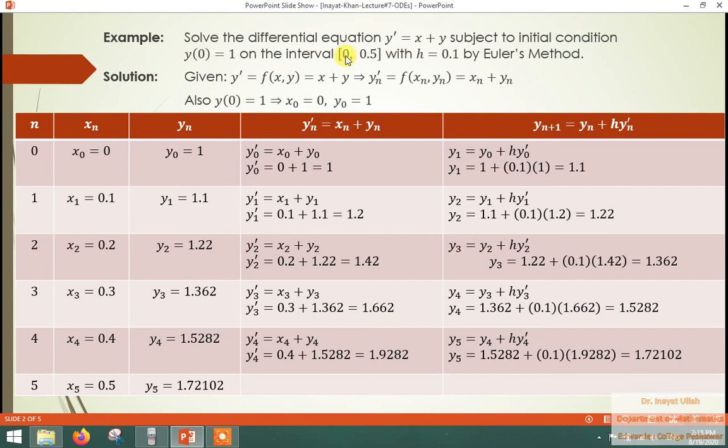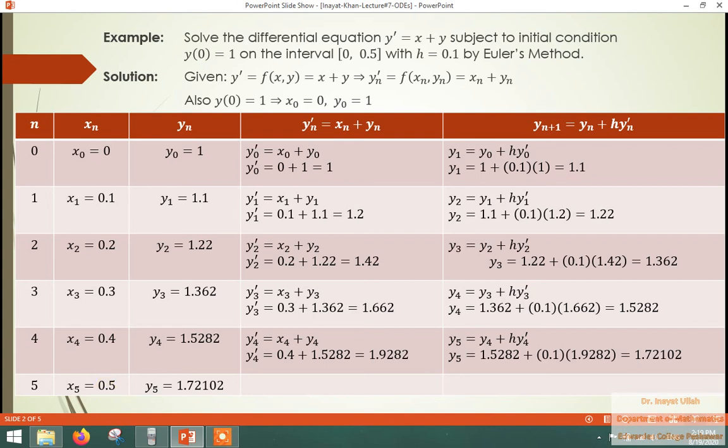Now if you go towards 0.5 by taking this step, after 0 there will be 0.1. So when n is equal to 1, x1 is 0.1, and we keep adding h downstairs here. When n is equal to 2, x2 will be 0.1 plus 0.1, which is 0.2, x3 is 0.3, x4 is 0.4, and the last one, x5, is equal to 0.5. That is the last value of this interval. So that's why we reached x5, which is 0.5.